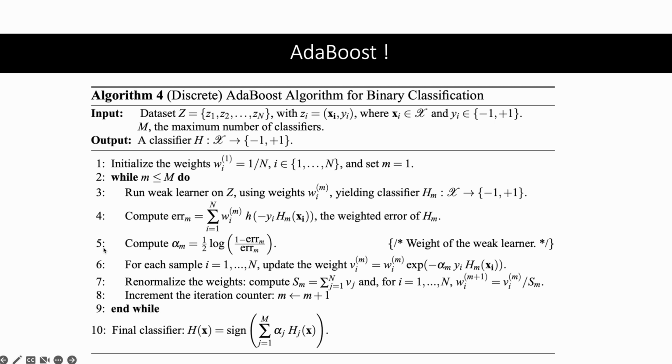What is line number 5 saying? Line number 5 is saying alpha m. What was alpha? Alpha was my weight of the model, or the iteration, or the classifier, the individual classifier. Okay, this was my weight. Now what is it written as? Half log, natural log of (1 minus error m) by error m, and this is the weight of the weak learner. So alpha m is nothing but the weight.